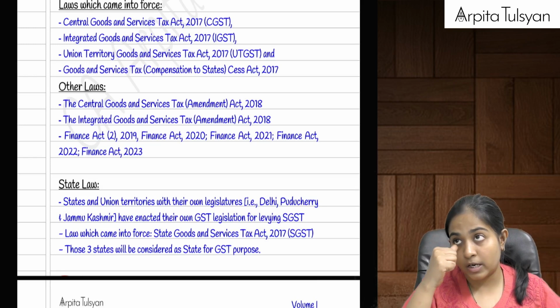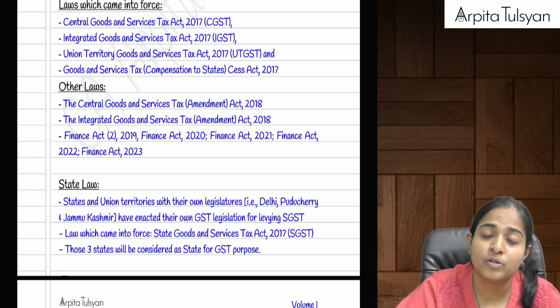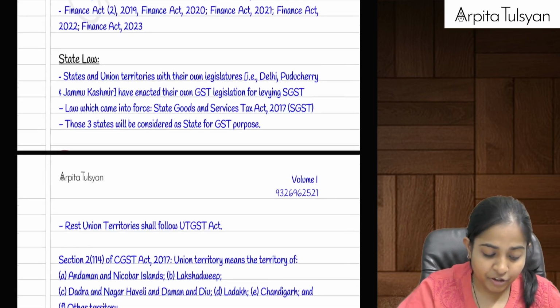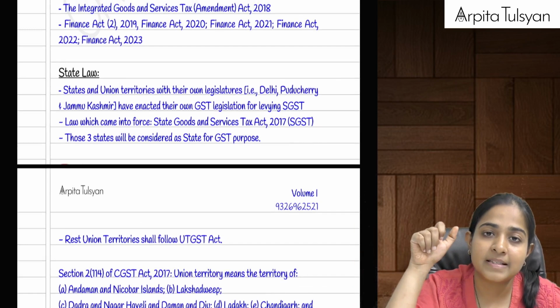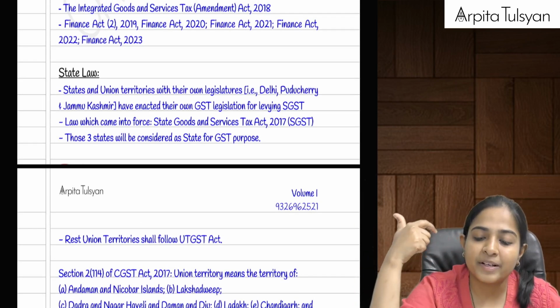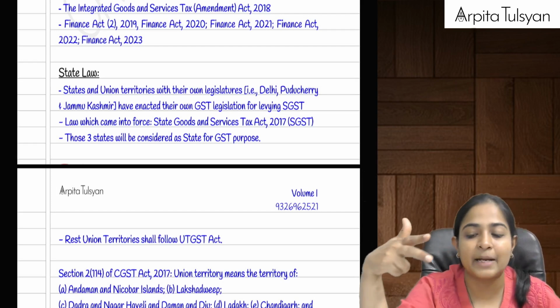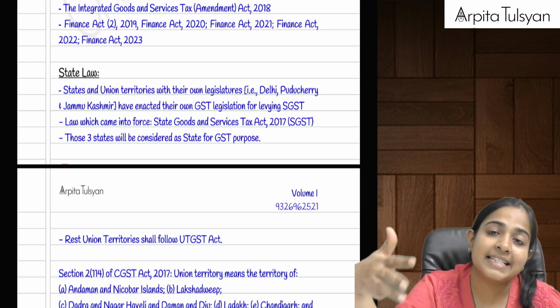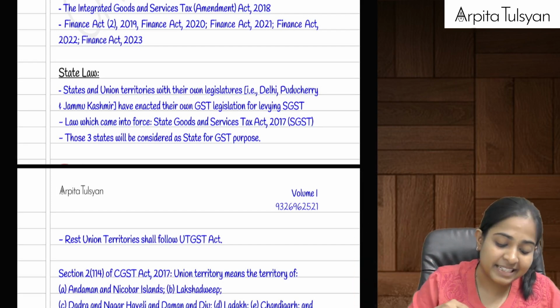Whenever we want to bring any amendment, we pass the Finance Act etc. Those amendment acts came into picture. So if I talk about the center, then the CGST Act came into picture, the IGST Act came into picture, the UTGST Act came into picture, and the GST Cess Act, the Compensation Cess Act, these came into picture. Now talking from the state point of view.